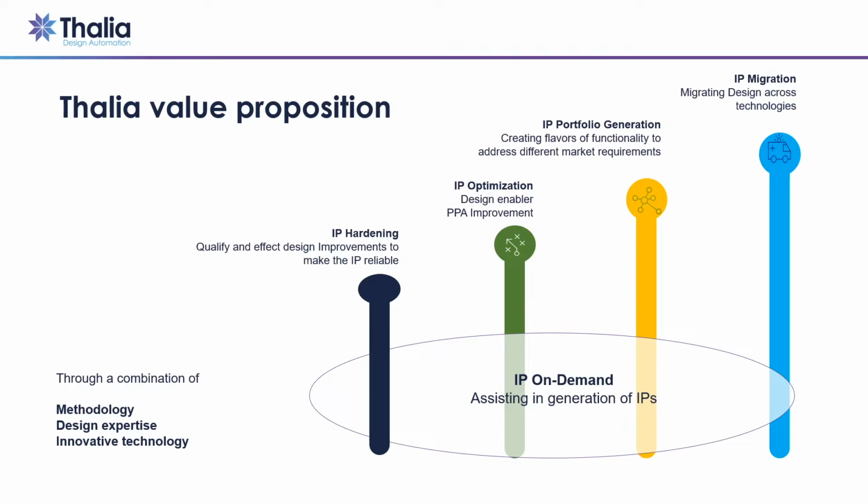We are also able to address and improve the PPA, as in power, performance, and area. This is something we are able to deliver using the technology. And then IP hardening. This is the case of improving the quality of existing IPs so that they better meet the customer requirements. And this is done on the back of technology, the methodology, and design expertise.